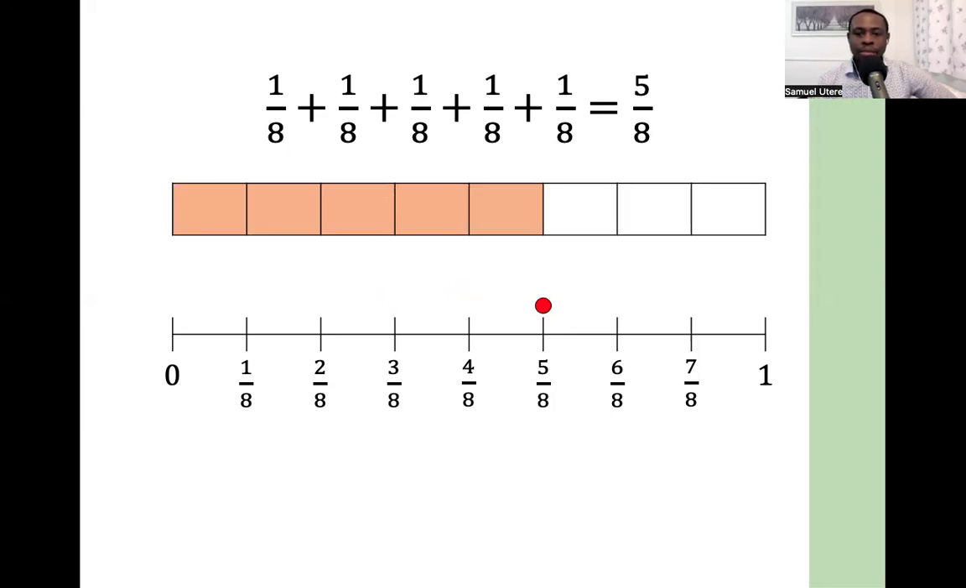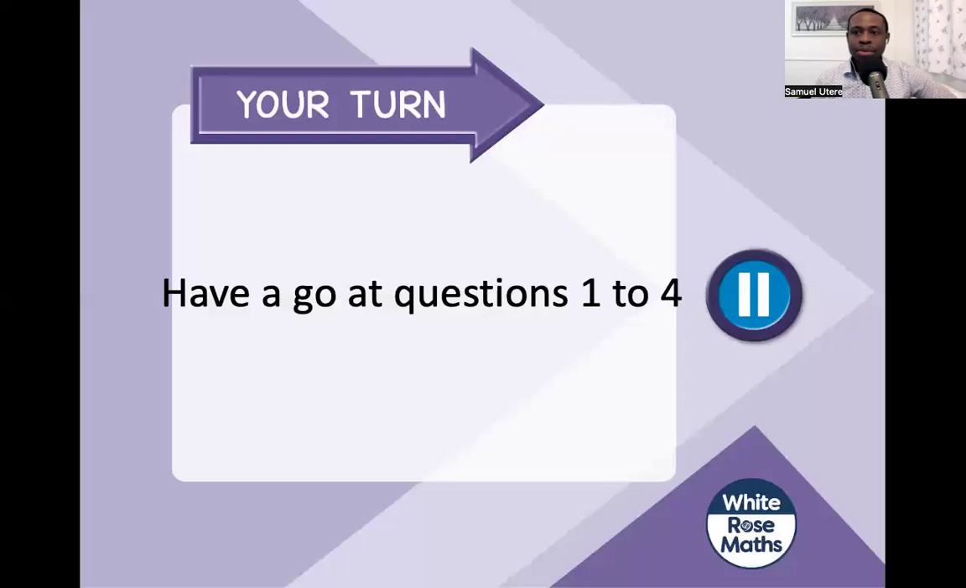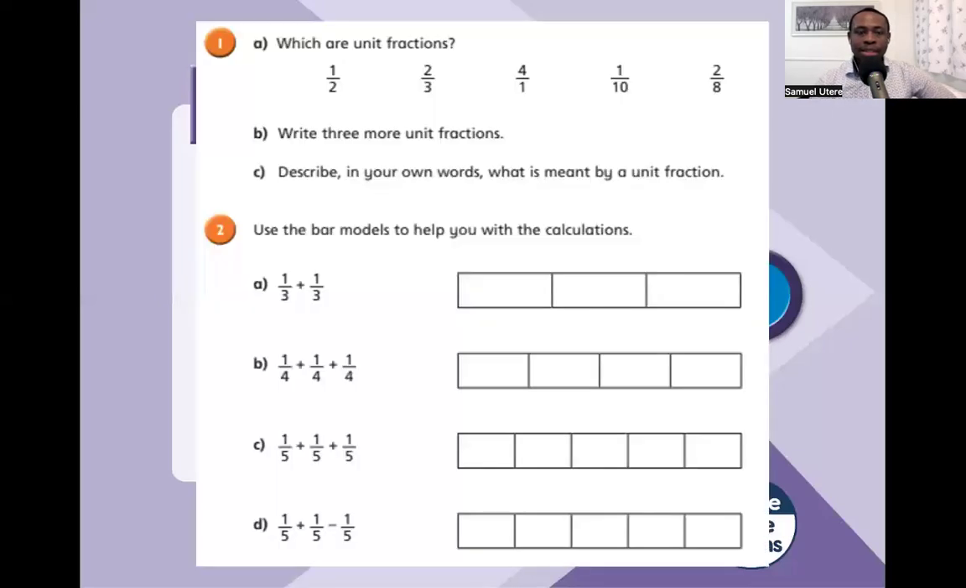It's now time for you to pause the video and practice what you've learned. So pause the video and answer questions 1 and 2 in 4 minutes. 3 minutes should be enough, but you can take your time, work at your own pace.